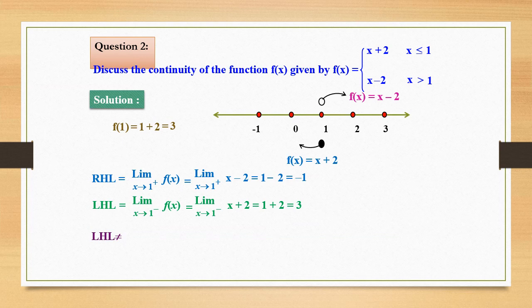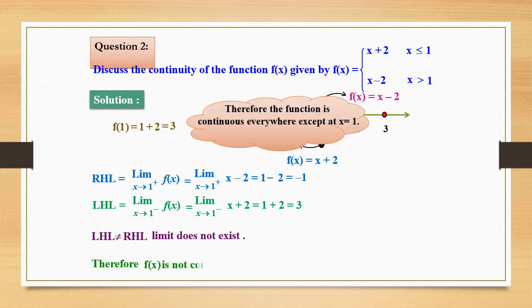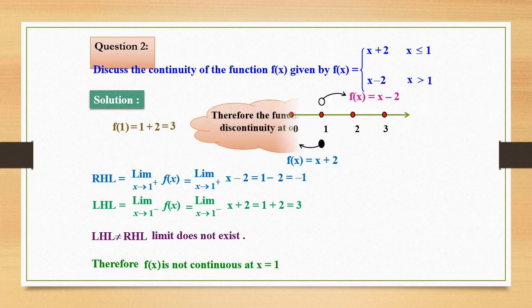So we can observe that the left hand limit is not equal to the right hand limit, minus 1 is not equal to 3. Therefore the limit does not exist, and since the limit does not exist at 1, the function is discontinuous at the point 1.